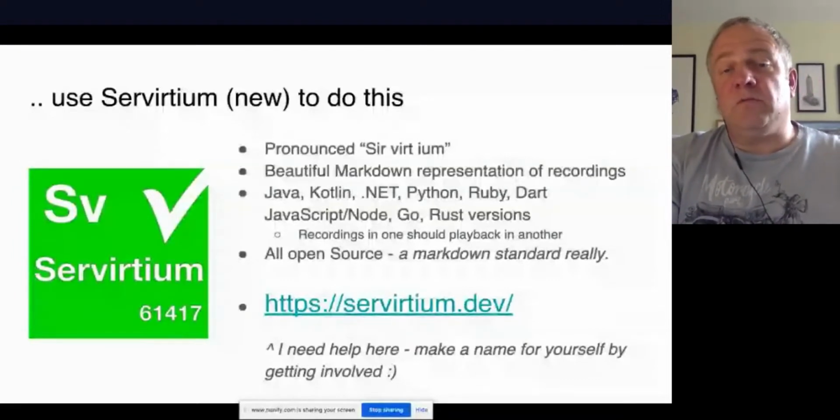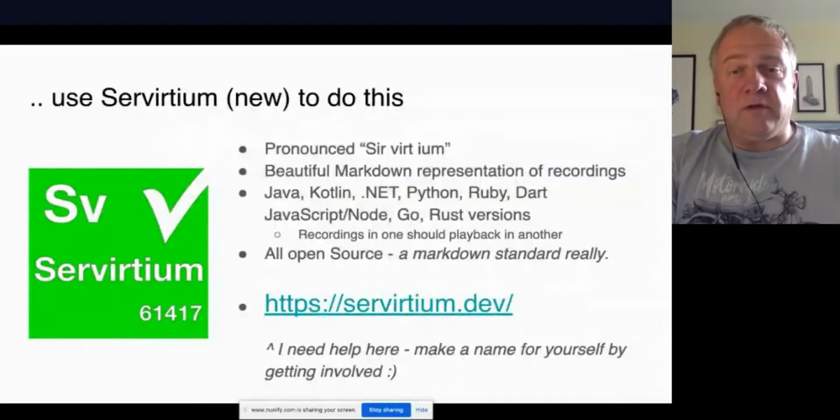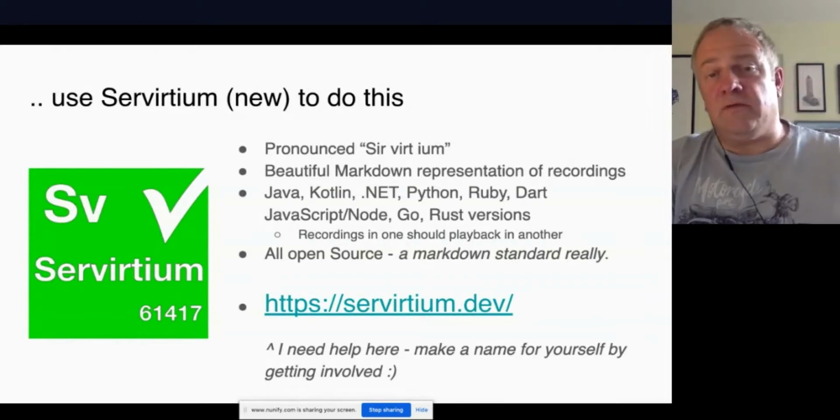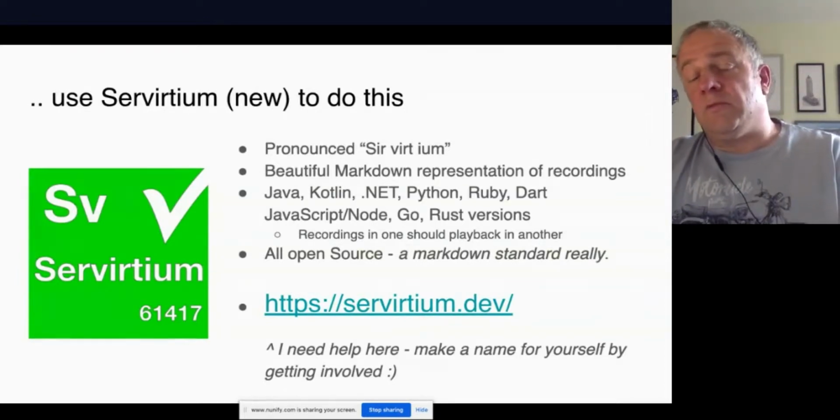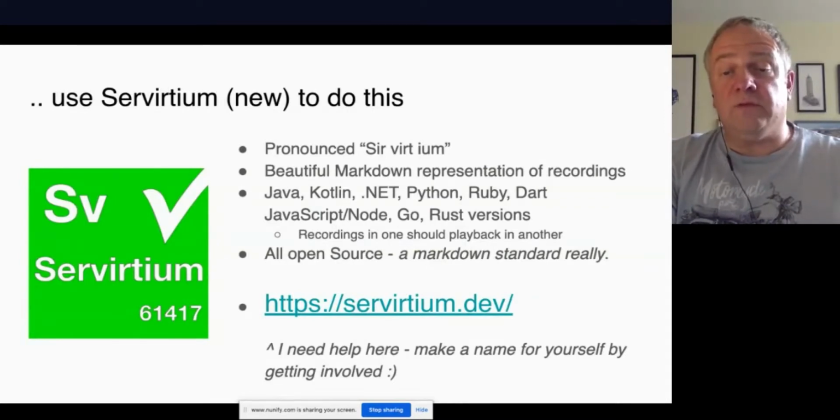So for Servirtium, we've made a Java, Kotlin, .NET, Python, Ruby, Dart (the language that Scotch taped to Flutter, which is the new UI markup hotness from Google), JavaScript Node, Go, and Rust versions in progress. And recordings made in one should play back in another, which is the whole point. Your team might be a Java team making a service that a JavaScript Node team is going to consume later. And if you've saved your recordings for them, then you've given them a boost in that they can use your pre-made recordings of various scenarios. They can use them directly in their own test base.